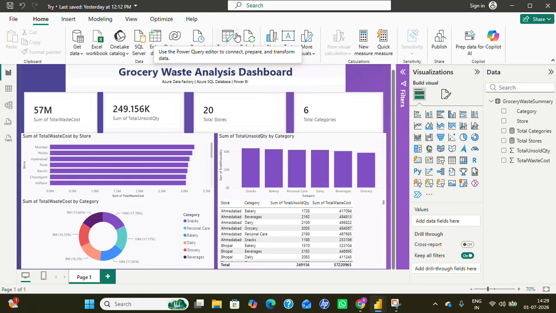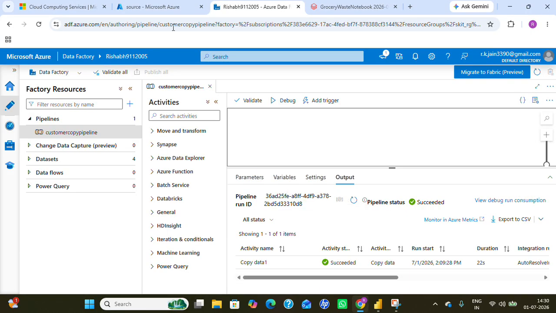For this project, I used Data Lake Storage, Azure Databricks, Azure Data Factory, Azure SQL Database, and Microsoft Power BI also. So let me demonstrate the project.